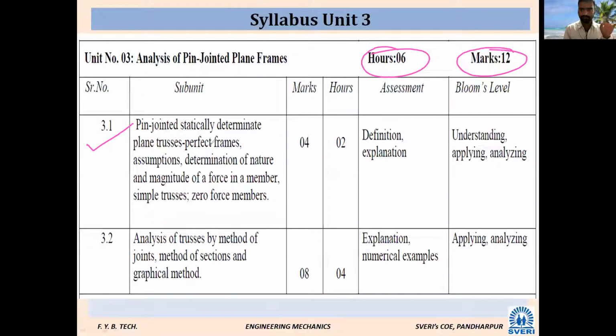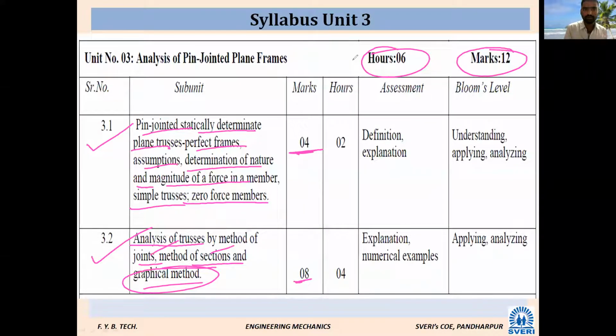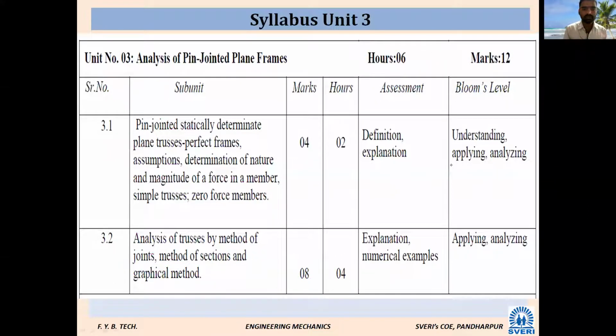If it was offline, out of 100 marks, there would mostly be theory questions. Four marks are for theory, and 8 marks for a problem, one problem. The syllabus: pin jointed statically determined plane truss, perfect frames, assumptions, determination of nature and magnitude of forces in the members, simple trusses, zero force members. We will study each of these, and also the analysis of trusses by method of joint and by method of section. The graphical method is not included; only method of joint and method of section are included in your exam. So we will see each and every part.